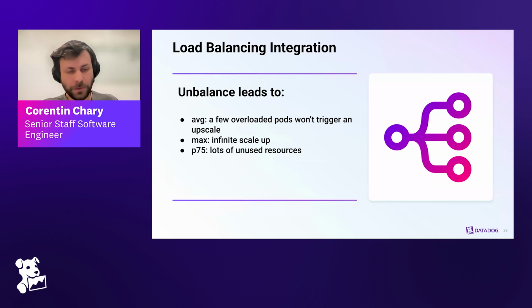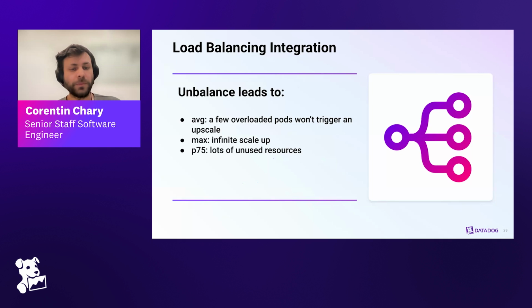With an unbalanced load, if you look at the average resource usage, a few overloaded pods will not trigger an upscale, and even though the service will be degraded, the number of pods will stay constant, which is not what you want. A quick fix when you see that will be to set it to the max, but then a single misbehaving pod could lead to an infinite scale-up, also probably not what you want.